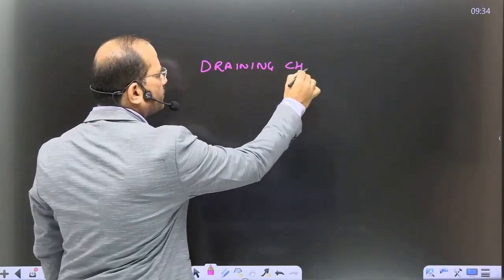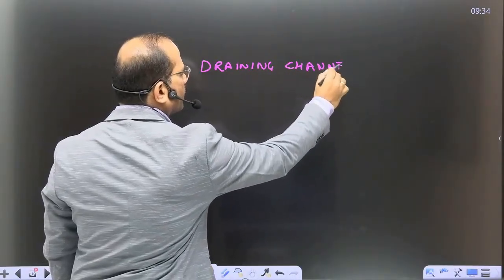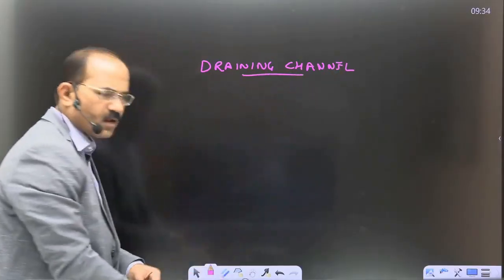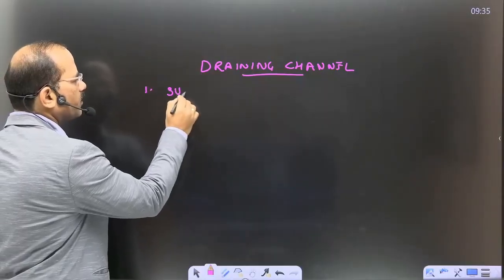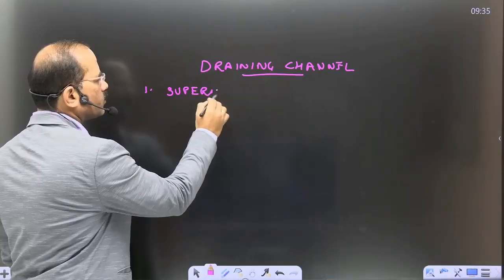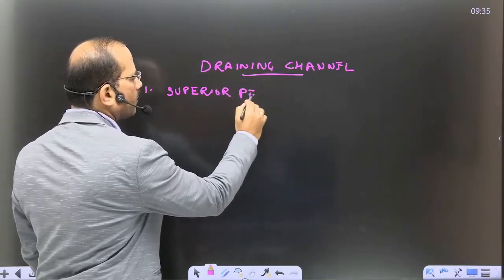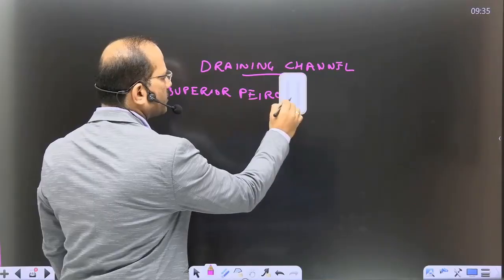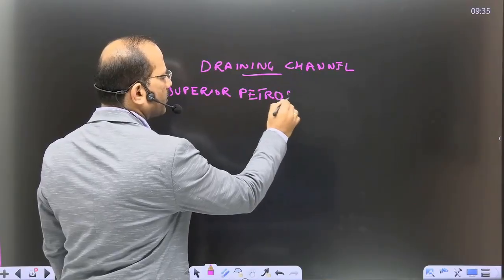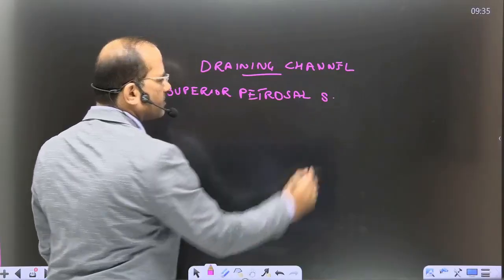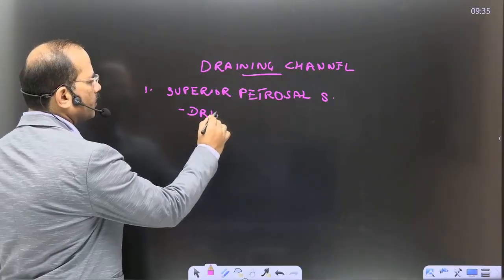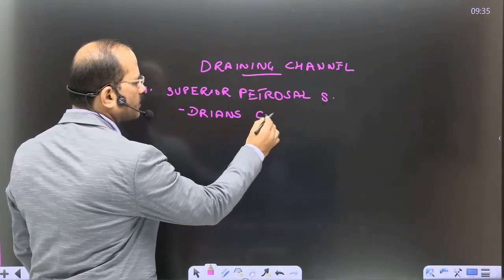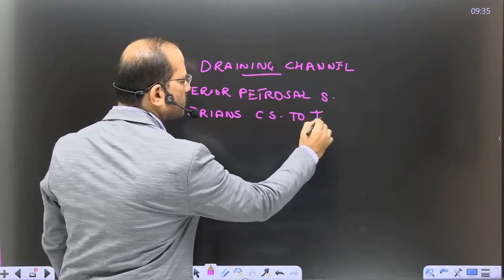You're clear now? So that's the draining channel. Draining channel meaning it would take blood from the cavernous sinus. So the superior petrosal sinus drains the cavernous sinus to the transverse sinus.